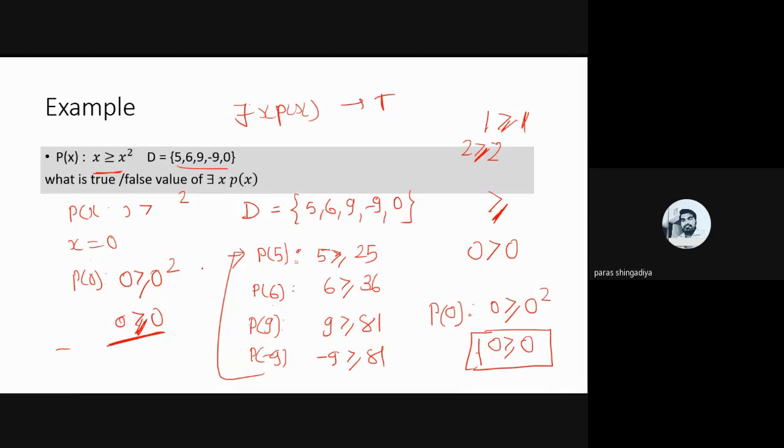If I remove the equality from this question, that is x greater than x square only, it will be false for each case. But there is equality mentioned in this question, so in the last case, the last value of the domain, P(x) will be true. And therefore there exists x P(x) becomes true, because we get one value from the domain where P(x) is true. So is it clear now?